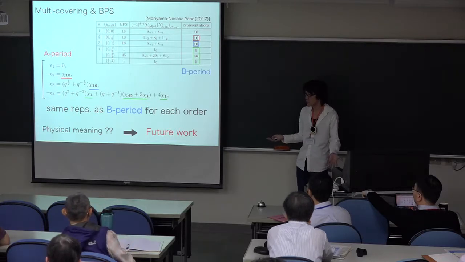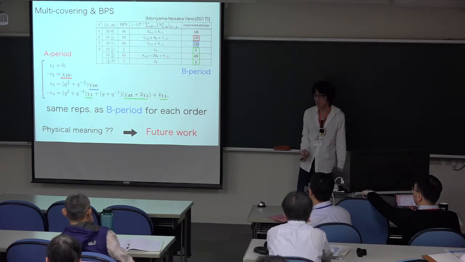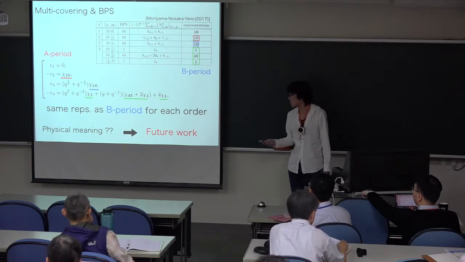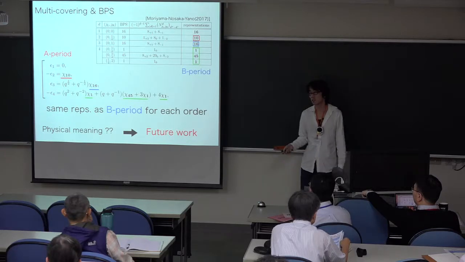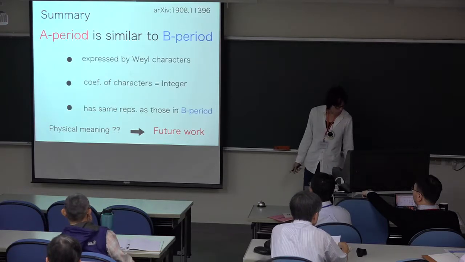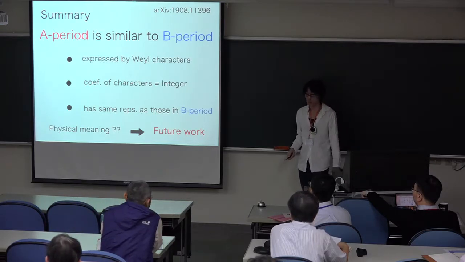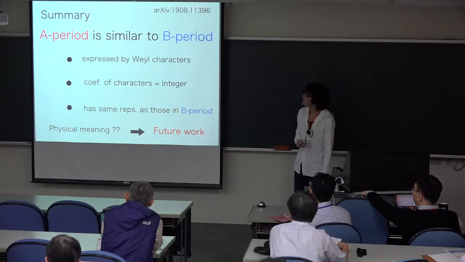So this strongly implies that the A period might be able to be interpreted in a physical sense, for example, BPS indices or some indices. But so far, we don't understand what the physical meaning is. So I believe that this is a quite interesting future direction, to determine what the physical meaning is. Okay, I finished explaining the merge covering structure and the same structure of the representations as those of the BPU.